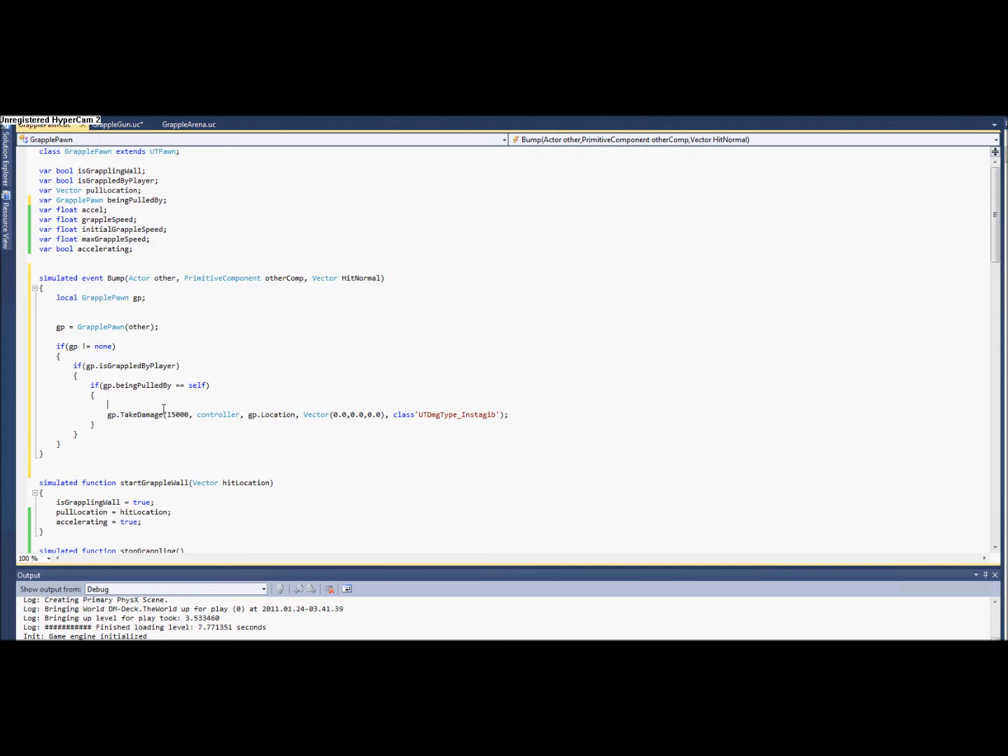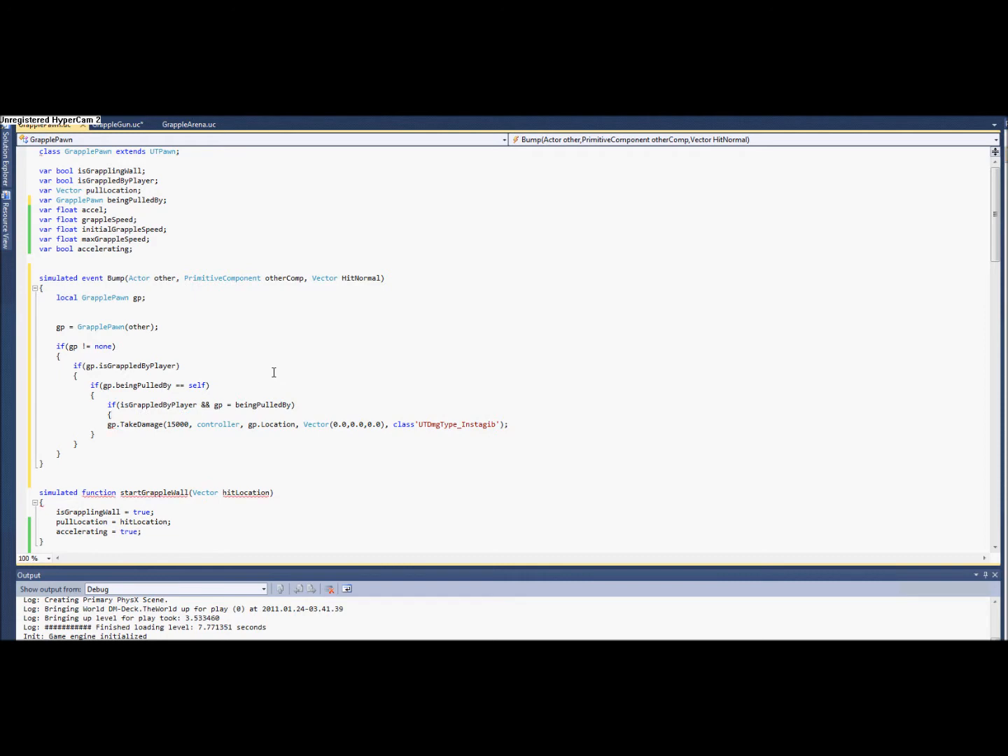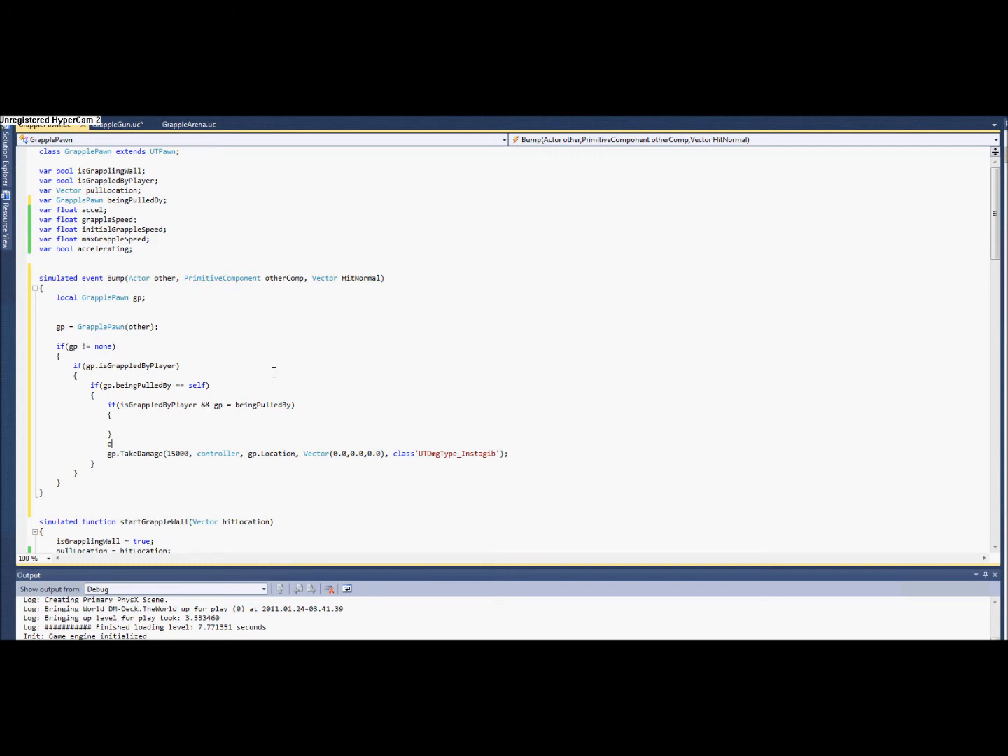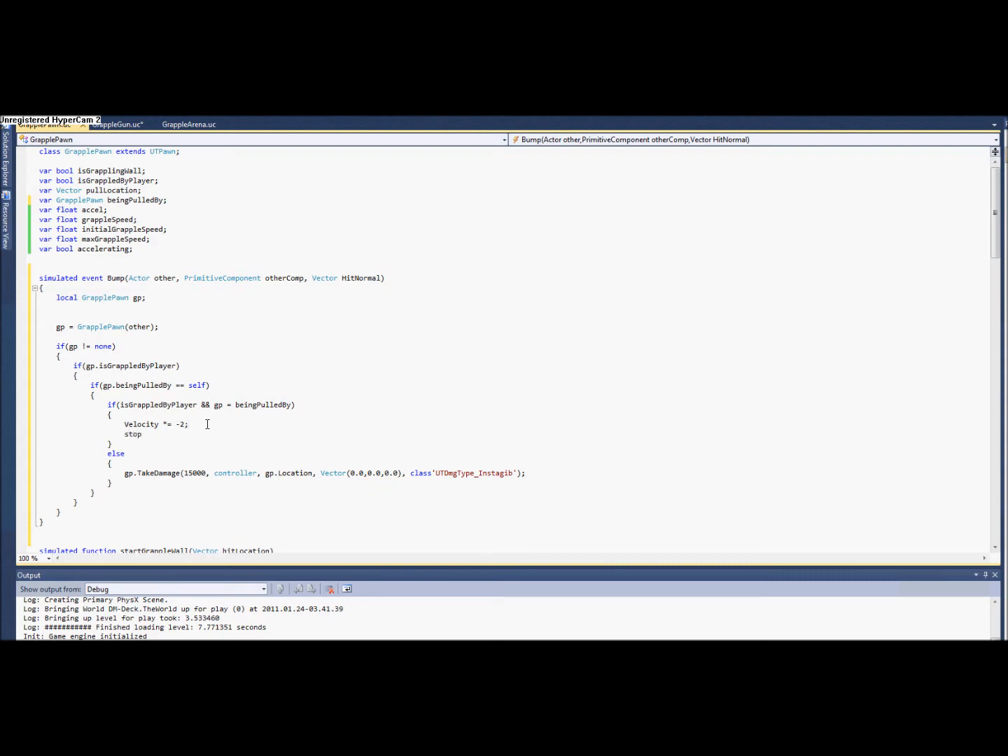But we only want to do that if they aren't grabbing us. So if I'm being grappled by a player and they are the person I'm being pulled by, then we don't want to kill them. We want to plank. Shoot back at double speed in the opposite direction, and we will stop being pulled.